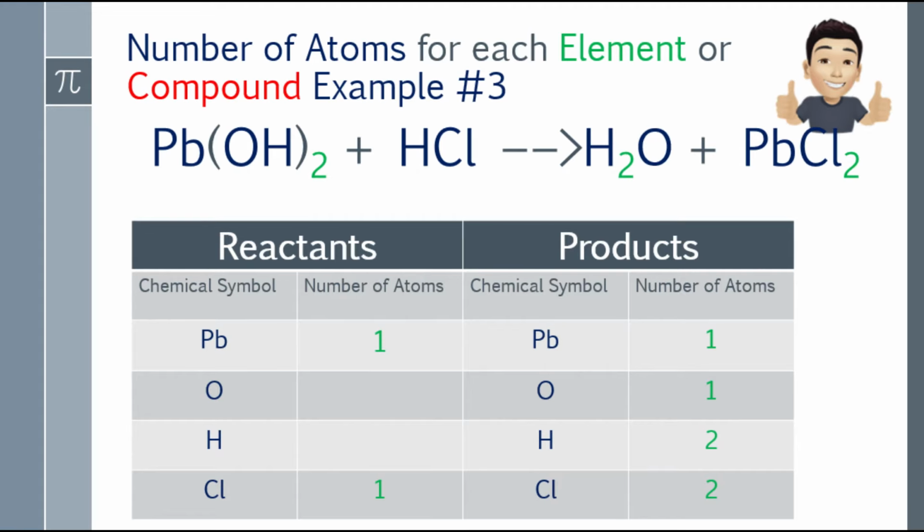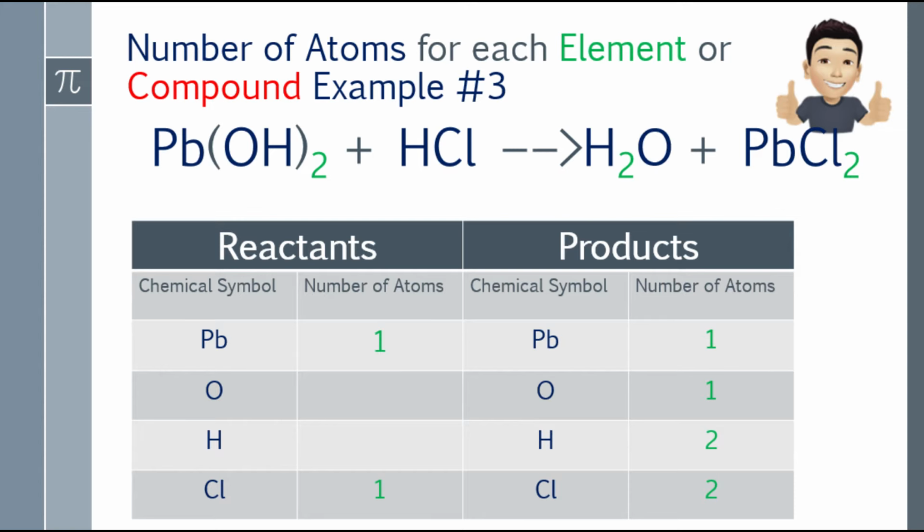So since tayo sa lead, dahil walang subscript ang lead, automatic yan na 1 yan. At wala din siyang coefficient. So 1 na yung number of atoms. Skip muna natin itong oxygen and hydrogen na nakapalibot sa parentheses. And we have the chlorine. Chlorine natin, that will be 1 kasi wala siyang subscript. Okay? So, let's go to the product side.